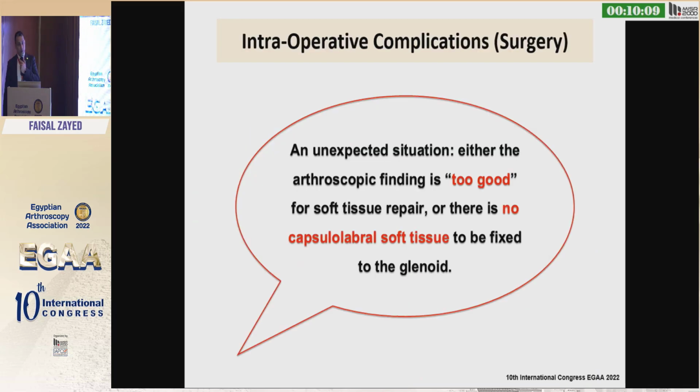One of the most common complications that the surgeon may face during surgery is an unexpected situation. Either the arthroscopic finding is too good or there is no capsulolabral soft tissue to be fixed. So you must take a written consent from the patient before surgery to be able to shift to another procedure, which may be an open procedure, to treat the condition of the patient.